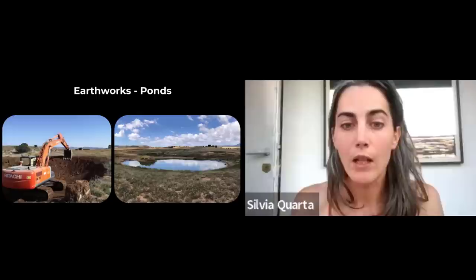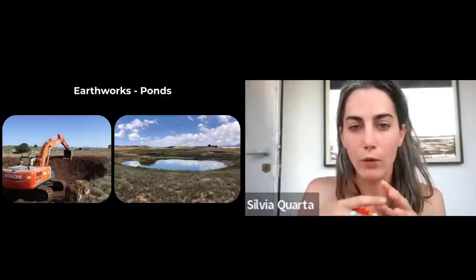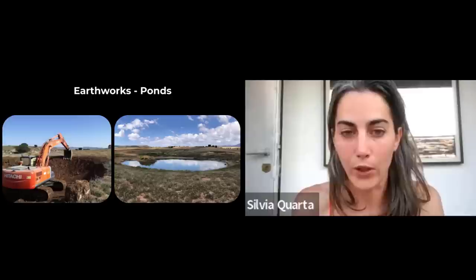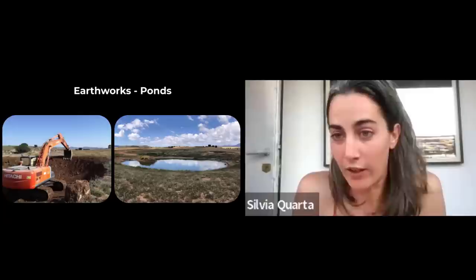But also, because we have soils that are really rich in clay, we also have quite a good impermeable layer underneath. So, as I was saying, two of them are staying throughout the whole year. And this creates space for an amazing amount of wildlife that did not have water before.